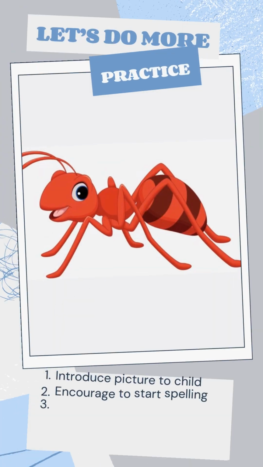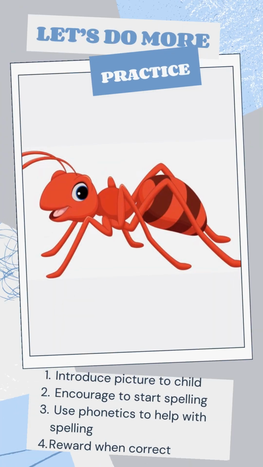Alright, let us practice again. What picture is this? Correct. It's ants. How do we spell ants? A, N, T, ant. Good job. N, T. Good. You can get your reward.